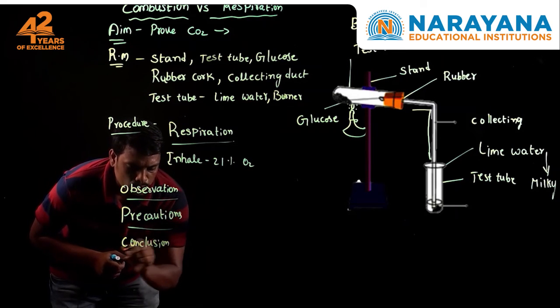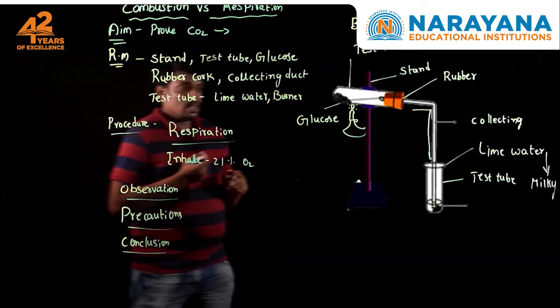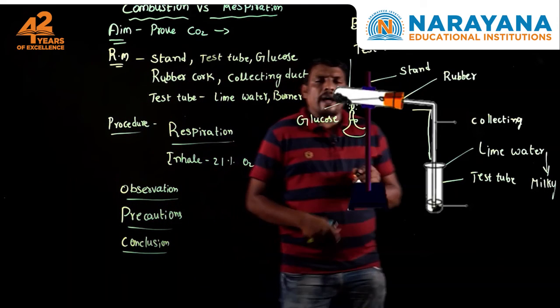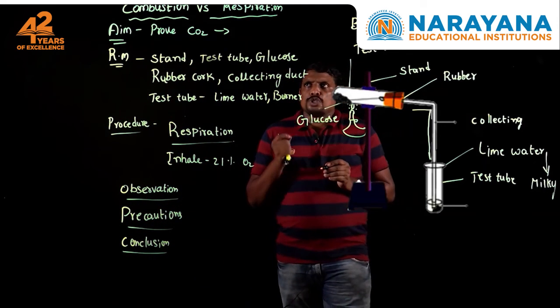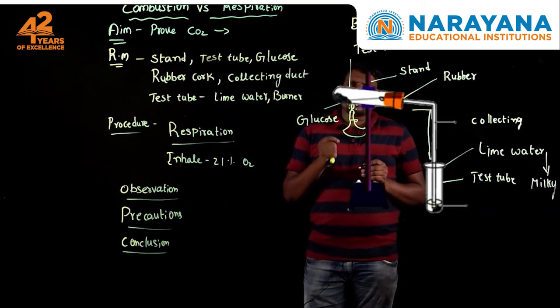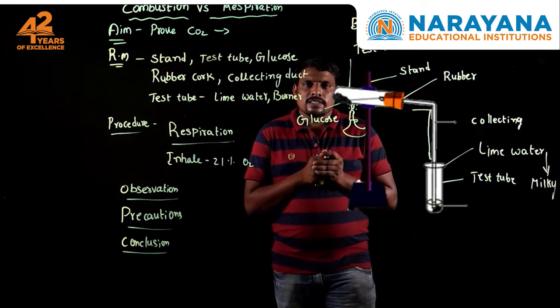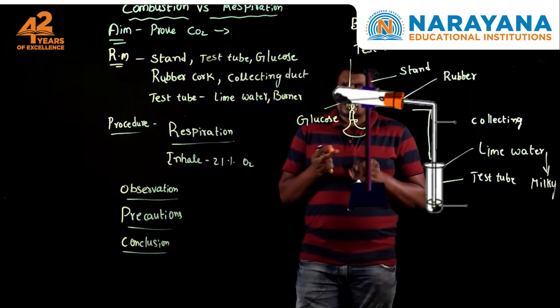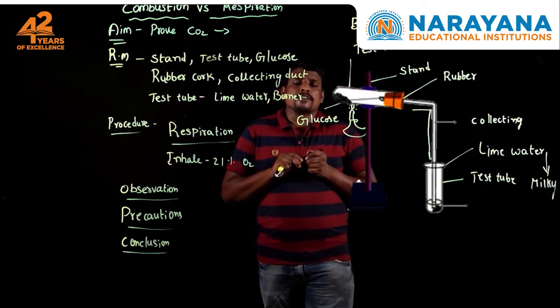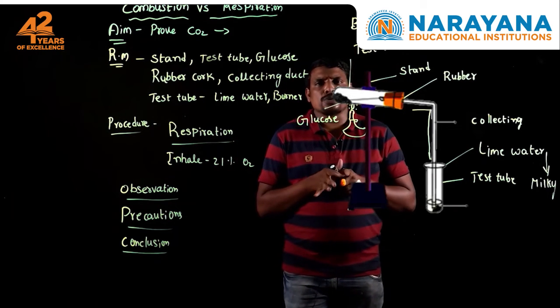Finally, we have to write the conclusion. What is your conclusion in this experiment? By the above experiment, I have learned that during the combustion process, carbon dioxide is produced, isn't it? So, this is about the experiment which demonstrates carbon dioxide is produced during combustion.